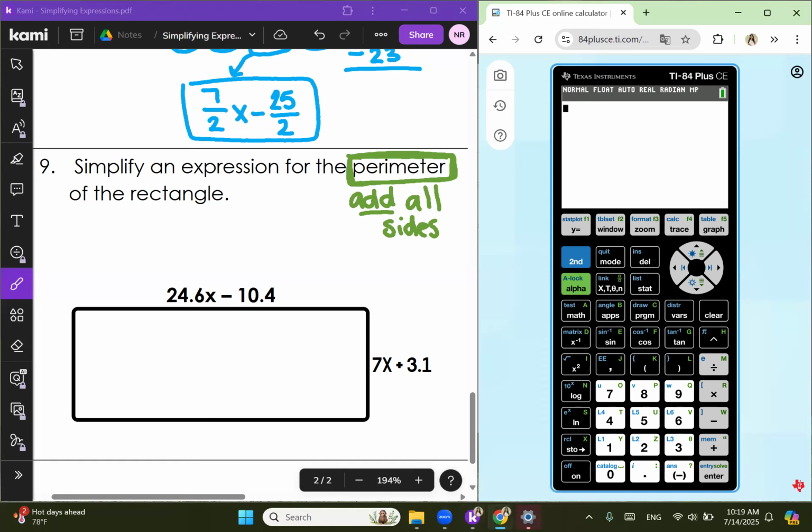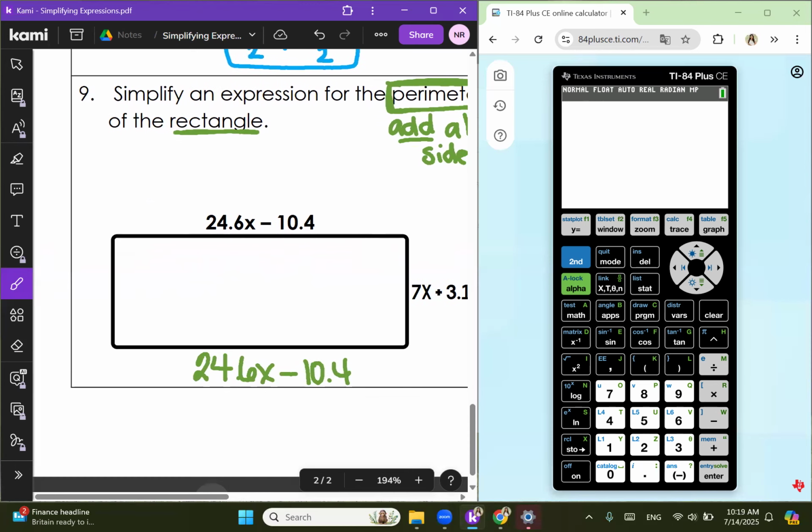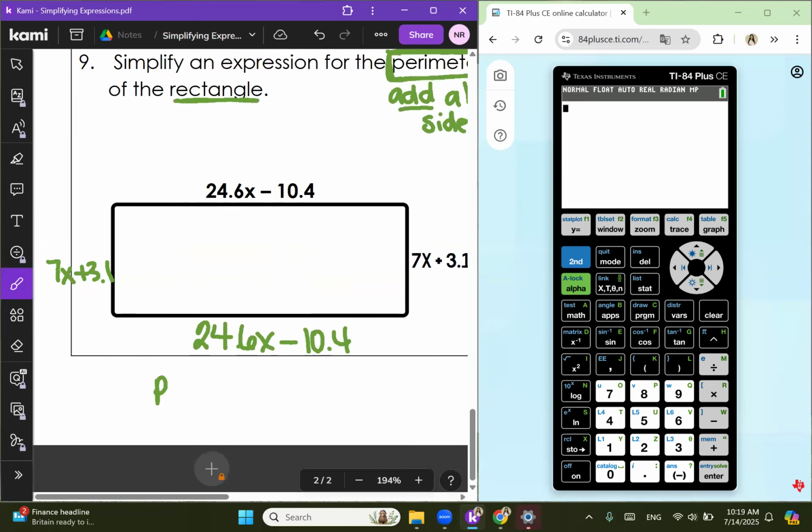Now, the problem with this is we are missing some sides. But what do we know about rectangles? You have 2 pairs of congruent sides. So if the top measures 24.6x minus 10.4, the bottom is going to measure 24.6x minus 10.4. If the right side of the rectangle measures 7x plus 3.1, the left side is going to measure 7x plus 3.1.